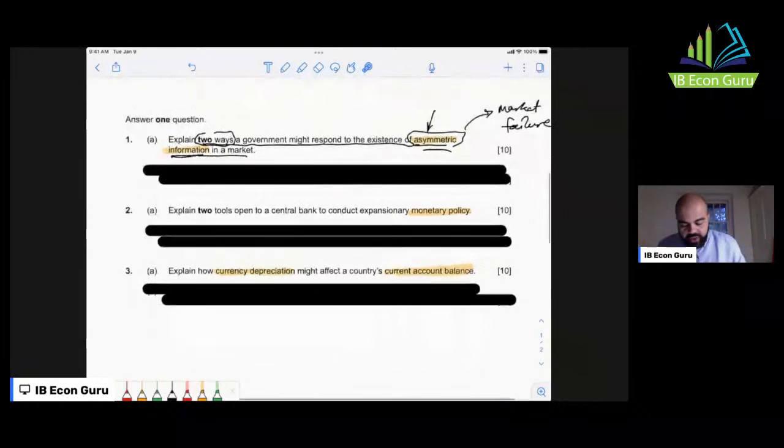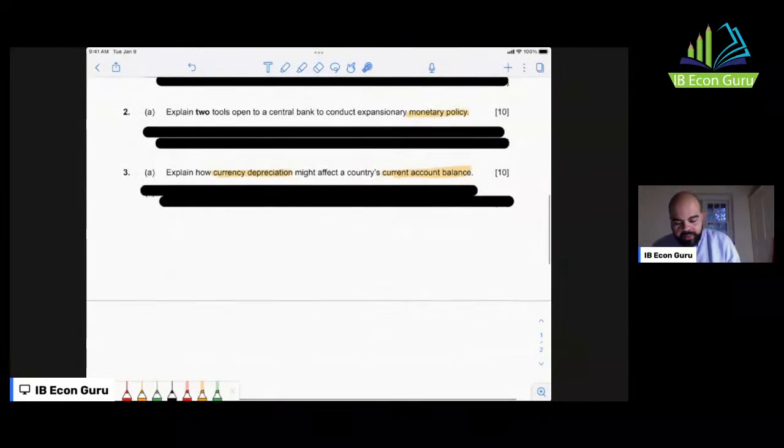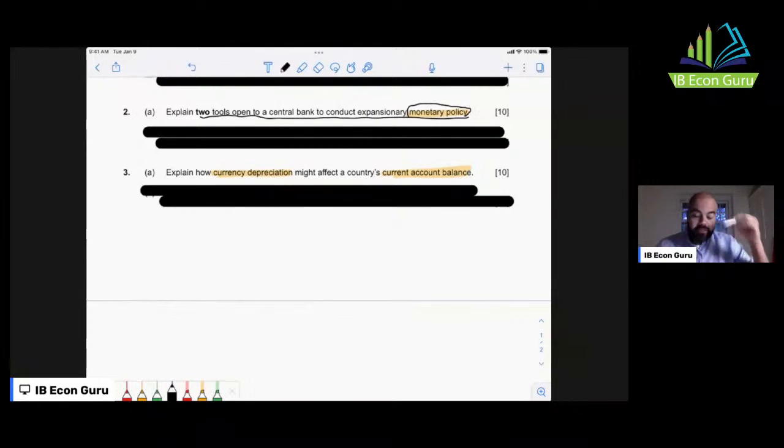Okay, let's have a look at this question from macroeconomics. Explain two tools open to a central bank to conduct expansionary monetary policy. Okay, I've highlighted monetary policy because that's the key term that I believe should be defined in the question. So how do you start your essay? You start by saying two tools open to a central bank to conduct expansionary monetary policy include so and so and so and so, and then define monetary policy.